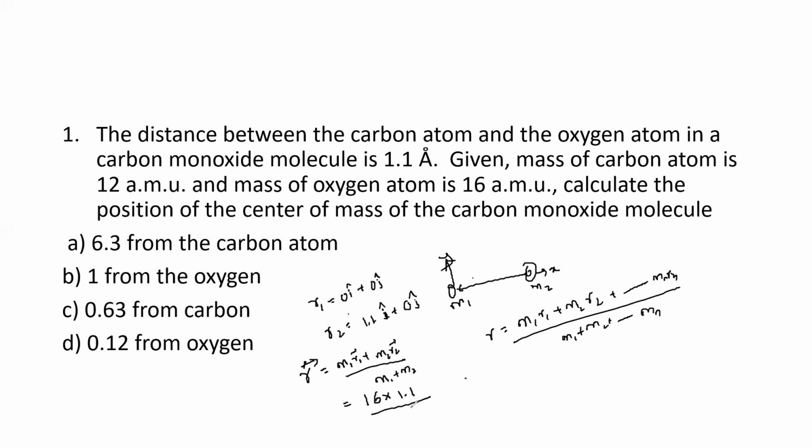Divided by m1 plus m2, that is 12 plus 16, which is nothing but 28. Therefore, R is equal to 16 into 1.1 divided by 28. You will get it as 0.63. So this 0.63 angstrom we will get from the carbon atom. This is how we can write it.